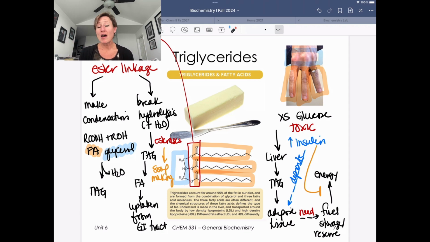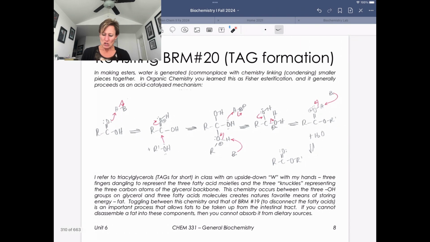I know how much you love talking about mechanism. So I want to look at the mechanisms that we have when we consider either the making or the breaking of this ester linkage.